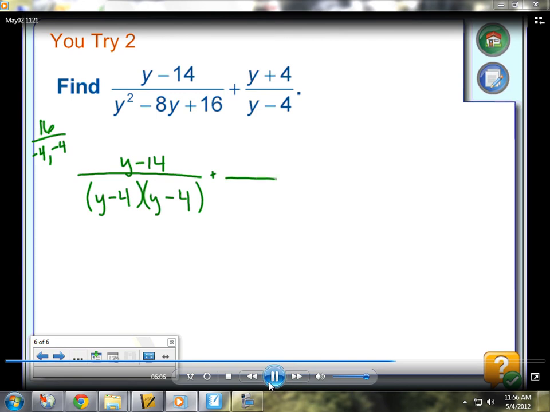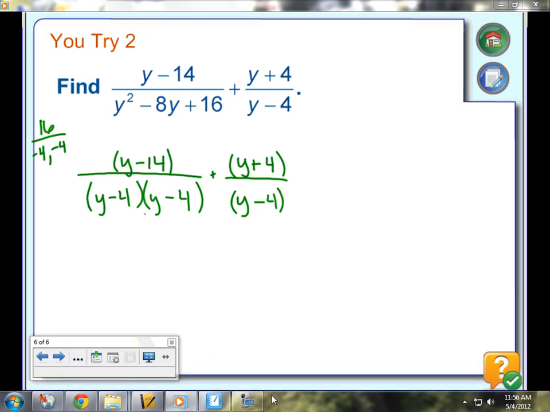But the second one, we haven't changed yet. Y plus 4 over y minus 4. Put these in parentheses. So what's missing? We've got two y minus 4's on the left, one on the right, so we're going to multiply one of those through. We'll bring one of those and multiply it through over here, times y minus 4 on top, and times y minus 4 on bottom.